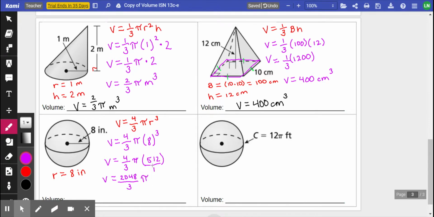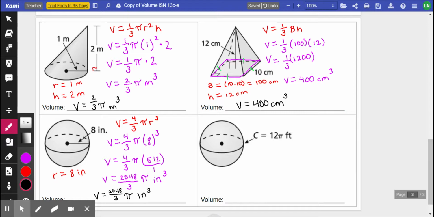And then we can't forget we're still multiplying times pi. So don't forget to do your pi. And then also don't forget your units. So this will be in inches cubed. So I'm going to do that right down here. Volume equals 2,048 divided by 3 pi inches cubed. So there we have our answer for number 3. Again, you could get the decimal if you'd rather, but if you want it as a fraction, that's the most simplified form.